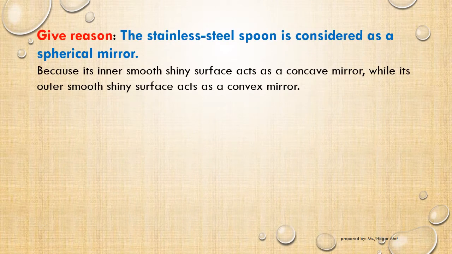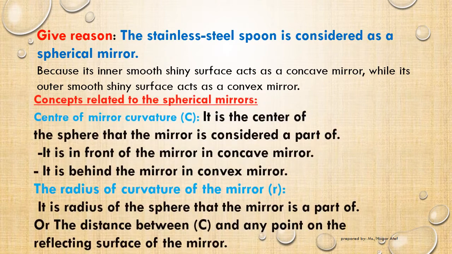So give reason. The stainless steel spoon is considered a spherical mirror because its inner smooth shiny surface acts as a concave mirror, while its outer smooth shiny surface acts as a convex mirror.